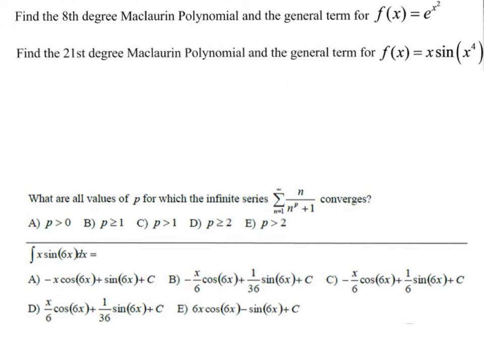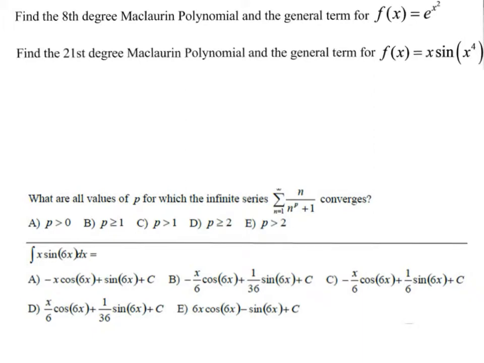In this video, we're just going to look at a couple of examples of how we can make Maclaurin polynomials faster using some of the ones that you should have memorized. So the first question, find the 8th degree Maclaurin polynomial and the general term for e to the x squared.